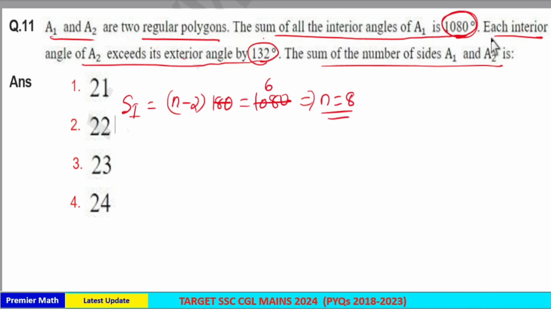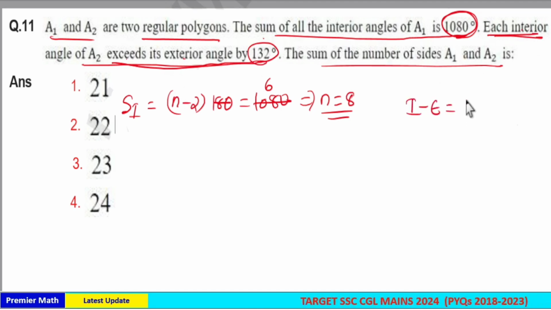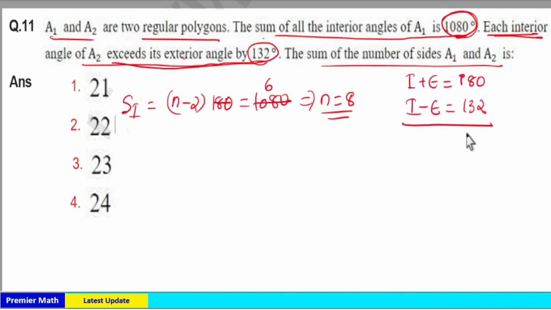And in the case of A2, each interior angle exceeds its exterior angle by 132 degree. That is, here interior angle is greater than exterior angle by 132 degree. Interior angle is greater here. Interior minus exterior is 132. And we already know interior plus exterior angle for a polygon is 180 degree. Now, if you take the difference, 180 minus 132 is 48 degree. And here E plus E is 2E. And 2 goes 24 times in 48. So, exterior angle of A2 is 24 degree here.